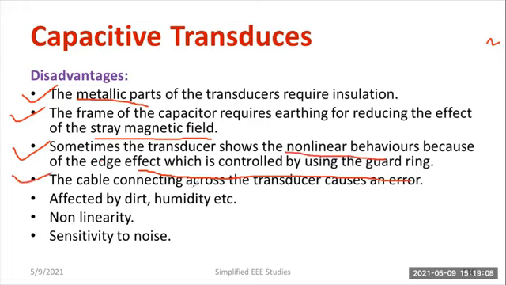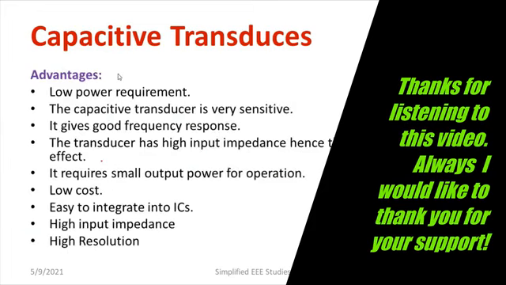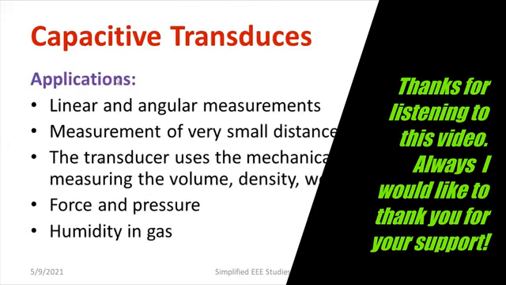The cable connecting across the transducer causes other errors because of parasitic capacitance. Parasitic residual inductance and parasitic capacitance, those factors have to be considered. It is affected by dirt and humidity, that is another issue. And aging of the capacitor, a phenomenon you must have studied in electrical engineering materials, also has to be considered. Then there is the presence of non-linearity, and sensitivity to noise, which is another setback of the capacitive transducer. However, if I look at the advantages, it has major positive features.